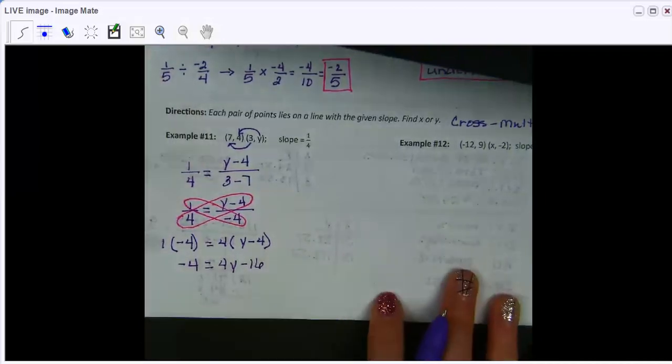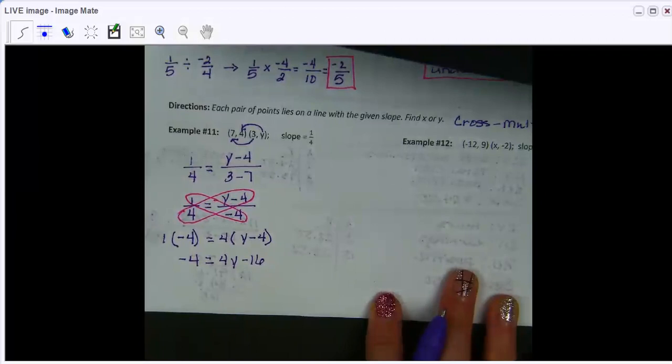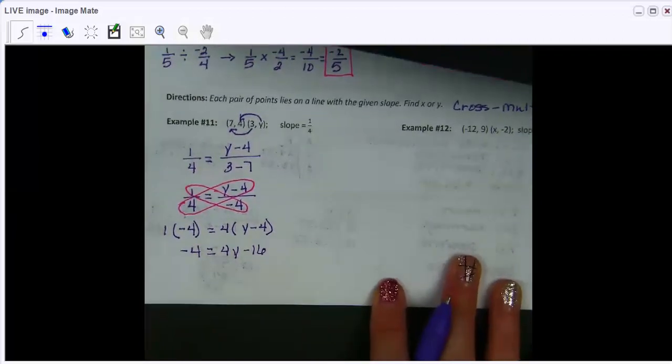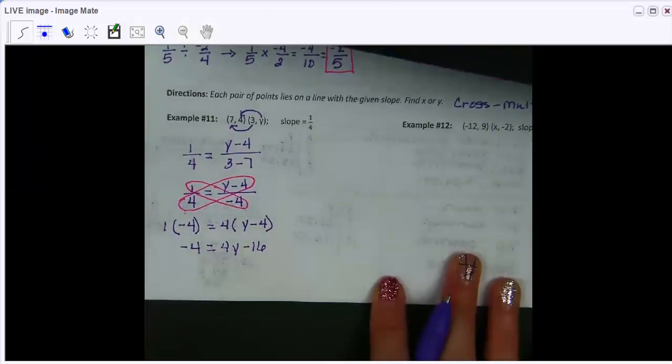And now we're just solving the equation. So I feel like I'm going fast. So I'm going to stop here and let you process it for just a second. And if you already get it and you want to move on, just go ahead and solve for y. If you don't get it and you have a question, please ask me.